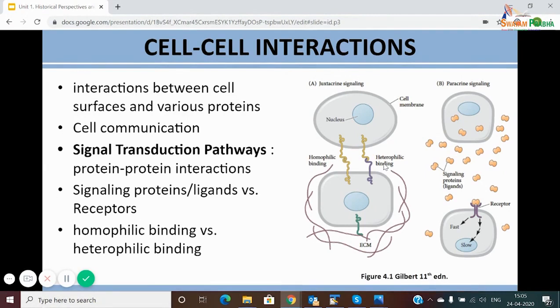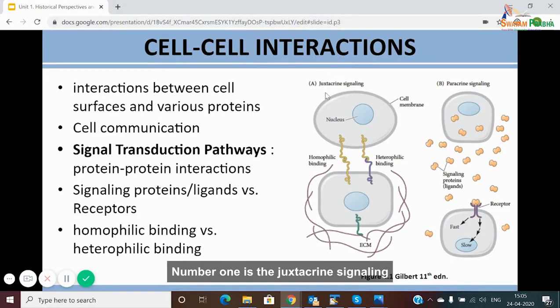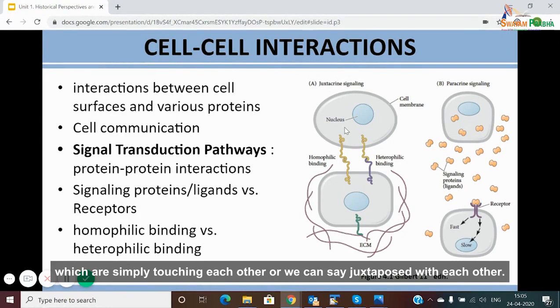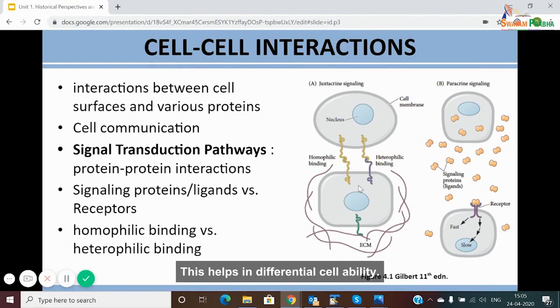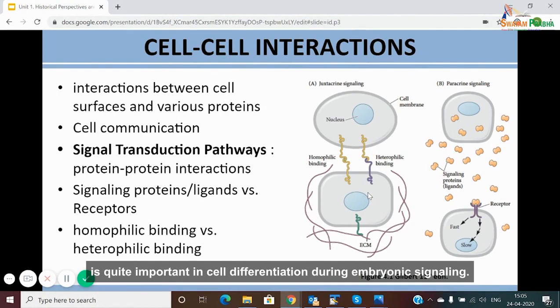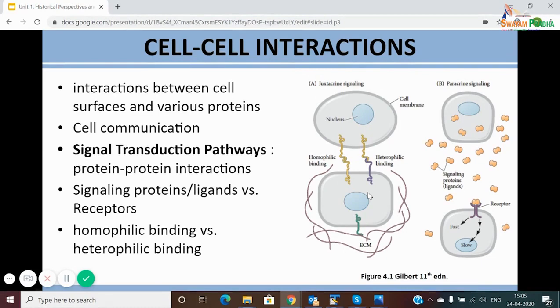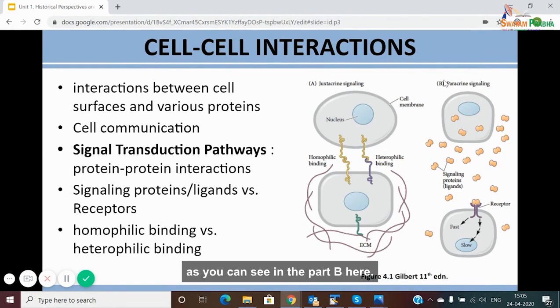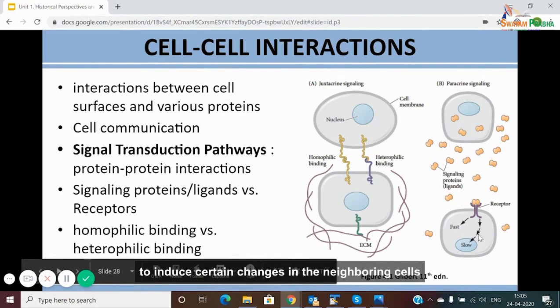So the signaling process can be of various types. Number one is the juxtacrine signaling. This type of signaling happens between two neighboring cells which are simply touching each other, or we can say juxtaposed with each other. This helps in differential cell affinity. For example, the Notch signaling pathway is quite important in cell differentiation during embryonic development. Signaling can also be paracrine in nature, as you can see in part B here. When proteins synthesized by one cell diffuse through the extracellular matrix over small distances to induce certain changes in the neighboring cells, that is known as the paracrine process.